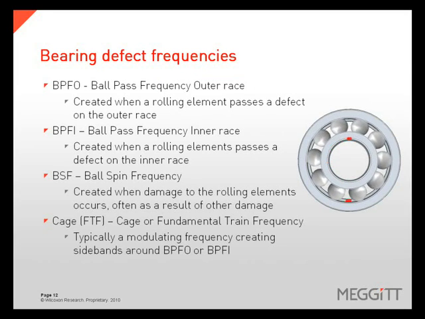Ball pass frequency outer race, or BPFO, is created when a roller element passes a defect that is present on the outer race. Ball pass frequency inner race, or BPFI, is created when a roller element passes a defect that is present on the inner race. Ball spin frequency is created when damage to the roller elements occurs and is usually a result of other damage. Cage frequency will typically show up as a modulating frequency, creating sidebands around ball pass frequency outer race and ball pass frequency inner race frequencies.